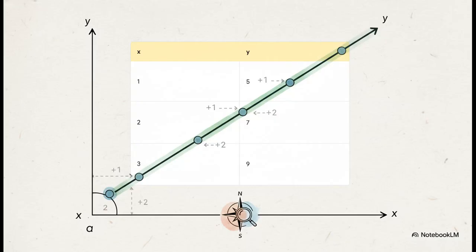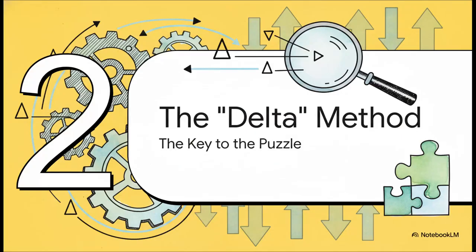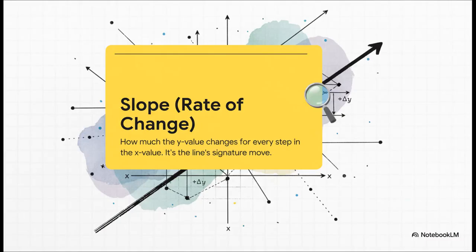Okay, so a table like this one is really just a list of coordinates on a map. When x is 1, y is 5. When x moves to 2, y goes to 7, and so on. Our mission, should we choose to accept it, is to find the consistent pattern, the rate of change between these points. Now, to find that rate, we need a special tool. And yeah, it sounds a little fancy, but the delta method is actually a super simple, super powerful key that unlocks this entire puzzle. Let's just be crystal clear on what we're even looking for.